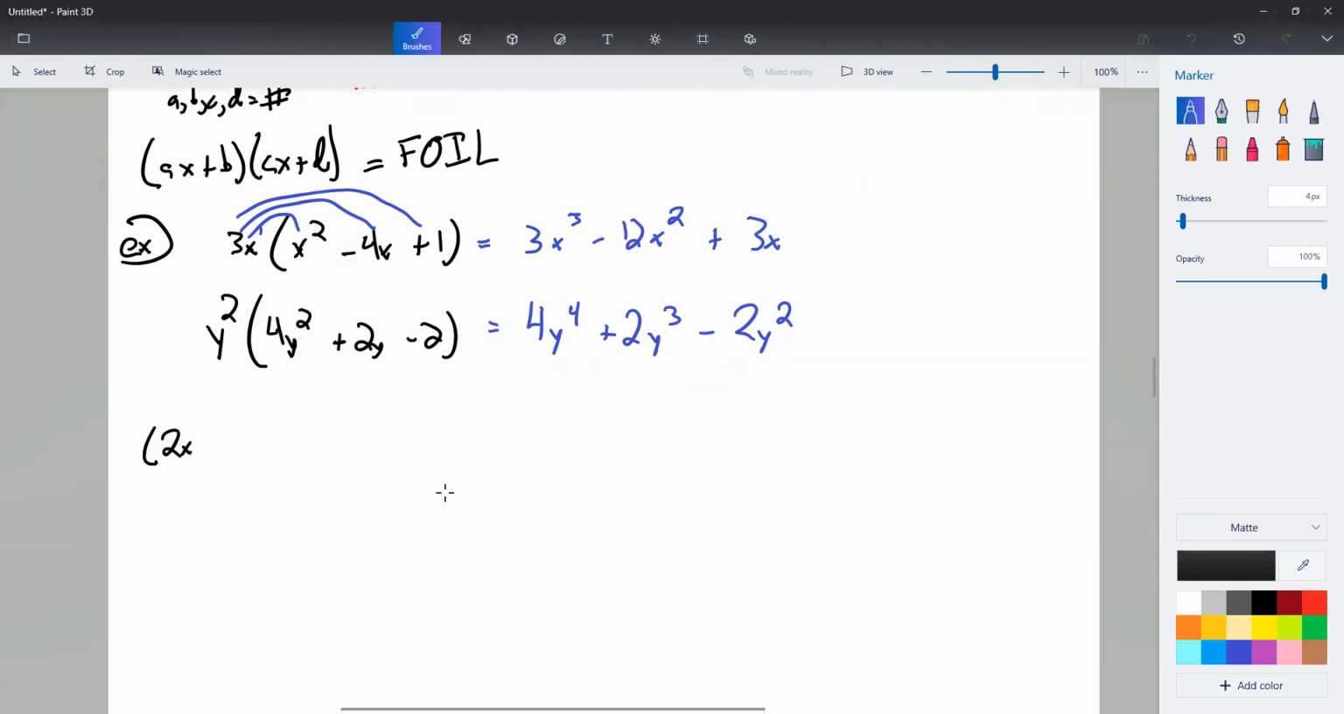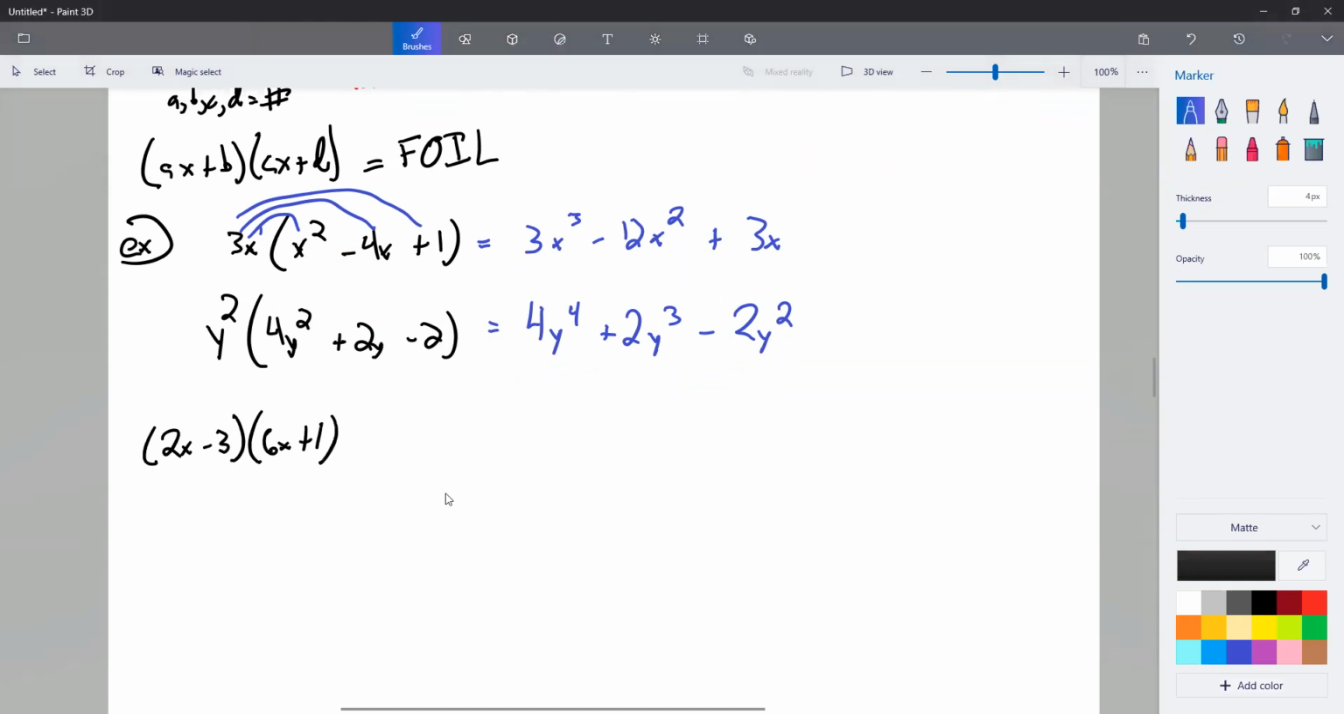So 2x minus 3 times 6x plus 1. Okay, who wants to unmute themselves and give this a shot? What should I do? You're going to do 2x times 6x. Perfect. And what's that going to be? 12x squared. Perfect. Keep going. Plus 2x.